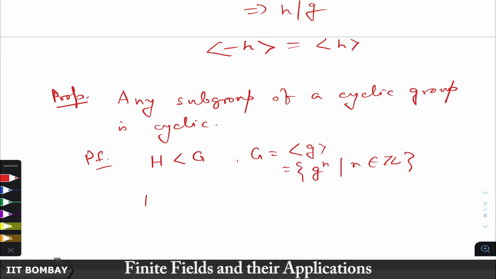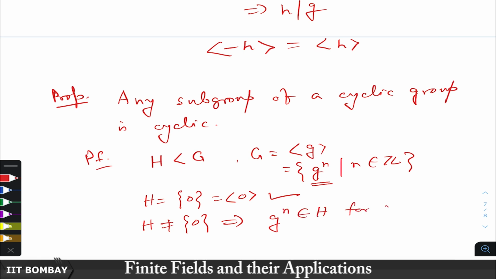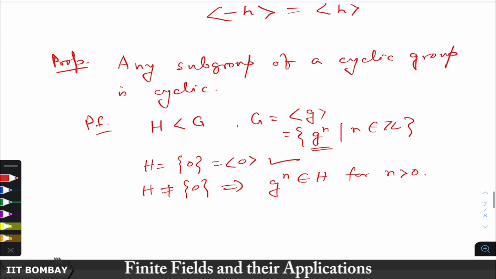So, if H contains only 0, then we say that it is generated by 0, then done. But if H has some other element, then it must be a power of g. Now, if there is a negative power of g, its inverse will be a positive power. So, if H is not equal to 0, there is an element g power n for some n greater than 0. There is some positive power of g in H.